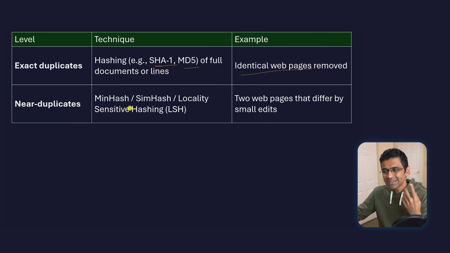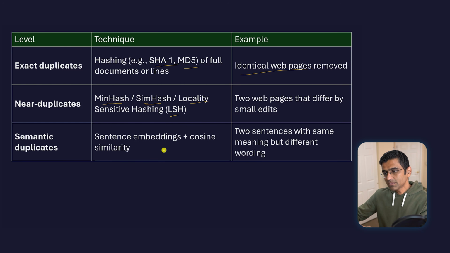Then there can be near duplicates. So for this, use algorithms such as MinHash, SimHash, locality sensitive hashing, LSH. Let's say two web pages which differ by small edits. Again, you don't want to use both the web pages to train your model. You can remove a duplicate there. And then there will be semantic duplicates. There could be two different ways of saying the same thing. So you want to remove the semantically matching duplicates as well.